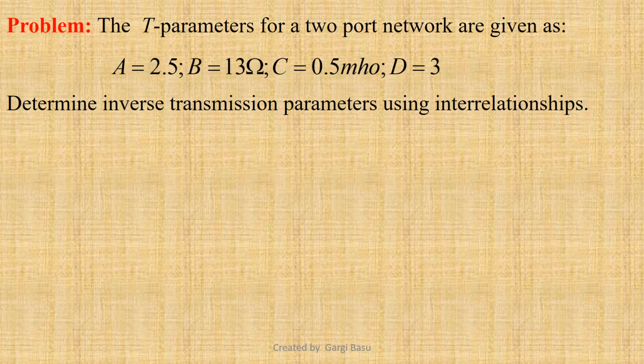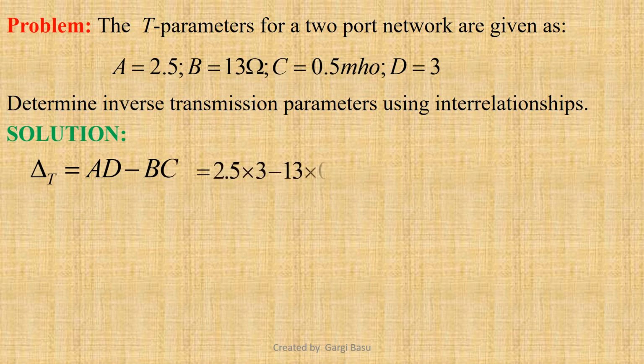In this problem, transmission parameters for a two-port network are given as A equals 2.5, B equals 13 ohm, C equals 0.5 mho and D equals 3. We have to determine inverse transmission parameters using interrelationships. We know for transmission parameters delta T equals AD minus BC. Putting the values we get 2.5 into 3 minus 13 into 0.5, that is equal to 1. Let us use interrelationships to derive inverse transmission parameters.